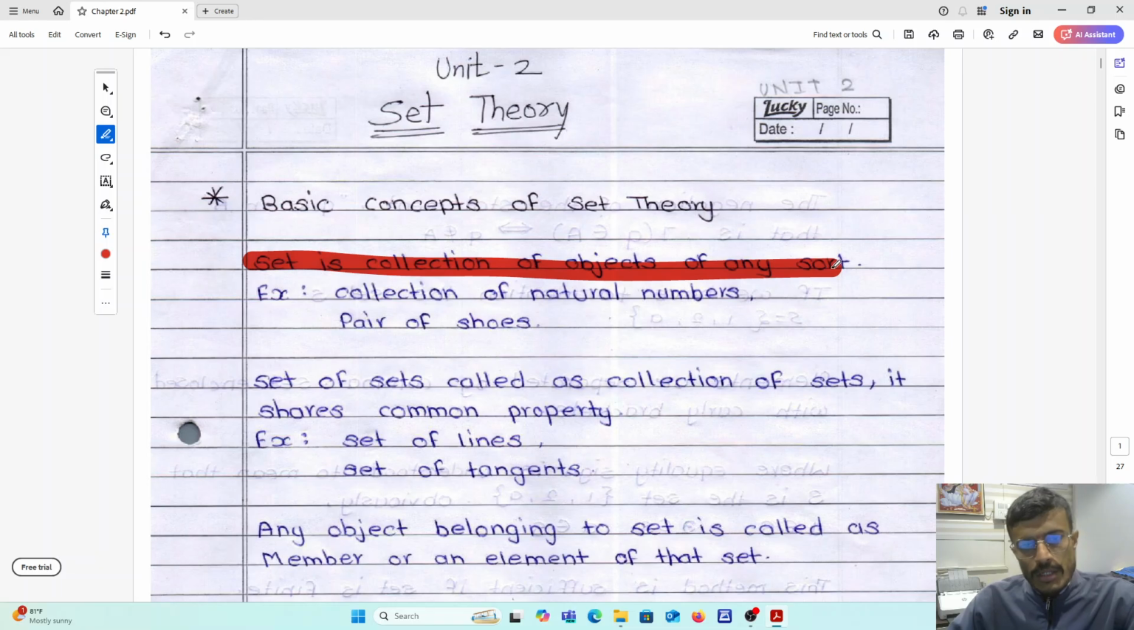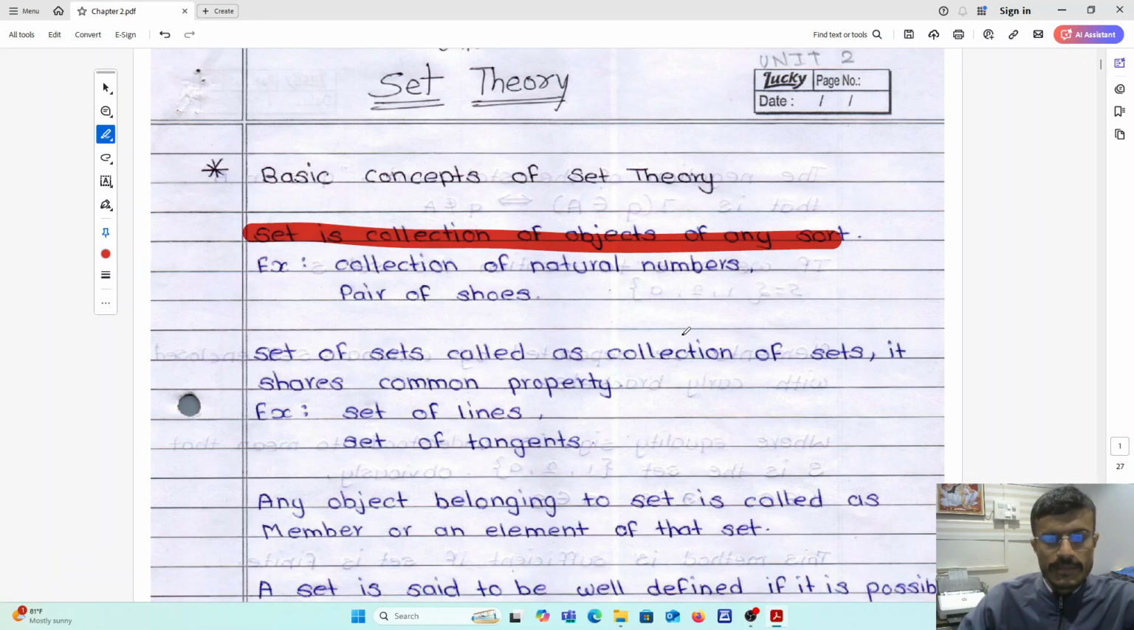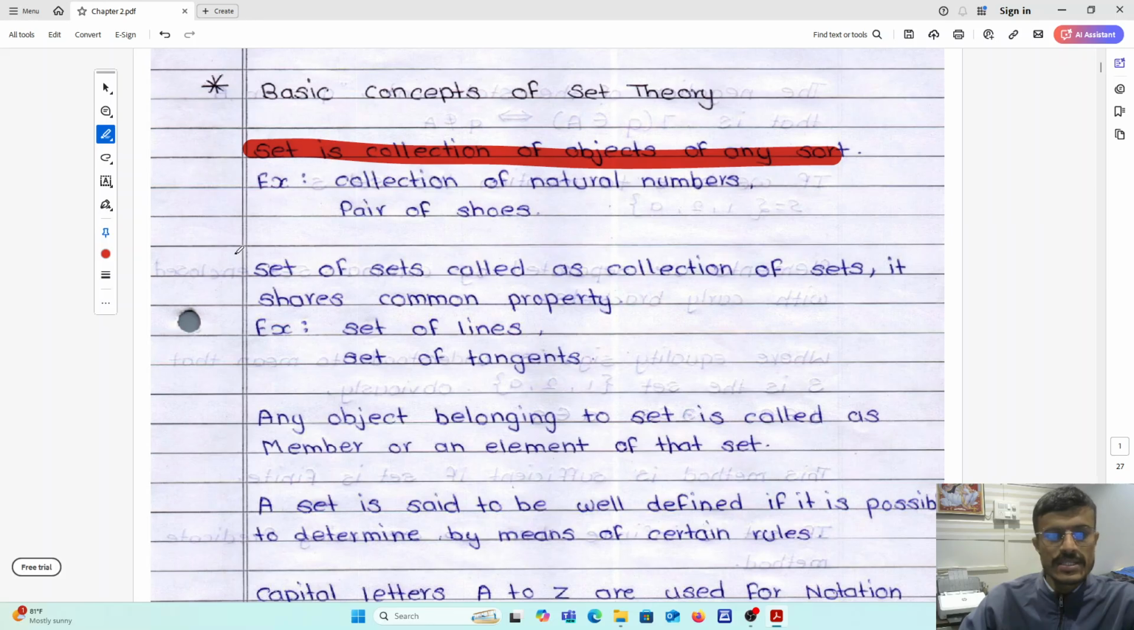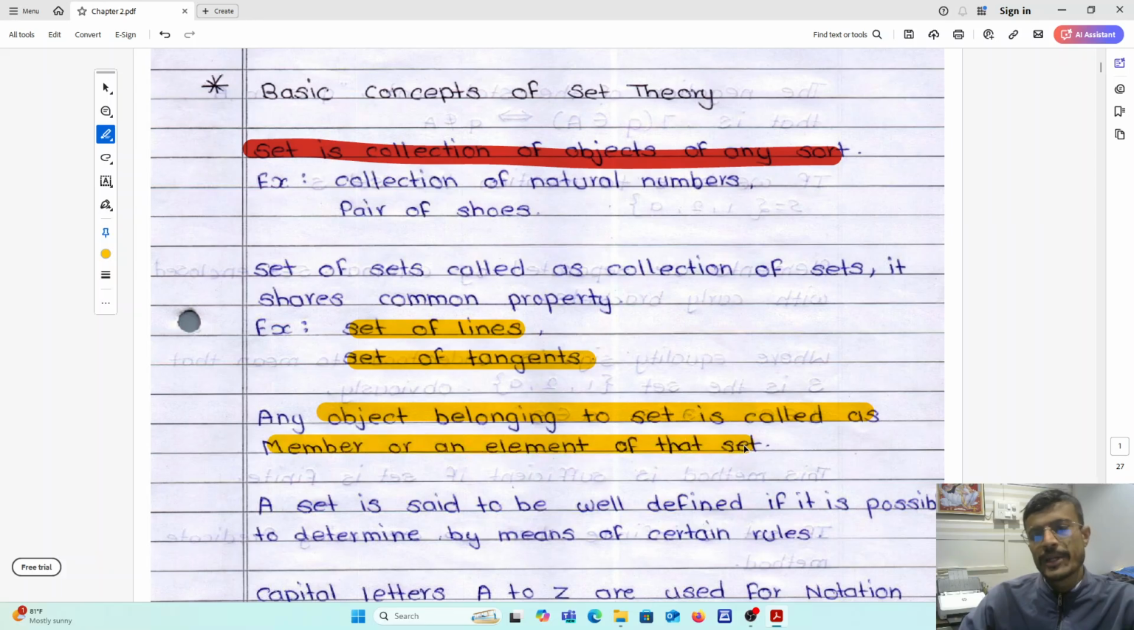And talking about a collection of objects of any sort, it may be of a similar type of object or of different types of objects. Some examples of sets are a set of lines, a set of triangles. You can see a set of lines, a set of triangles. These are examples of sets. Then any object belonging to the set is called a member or element of that set.